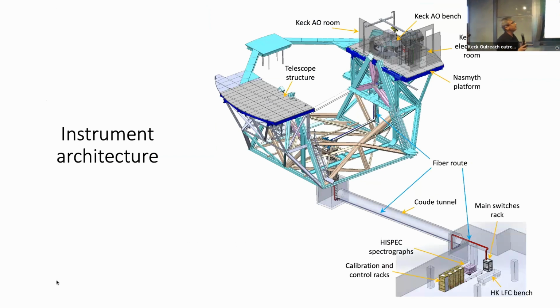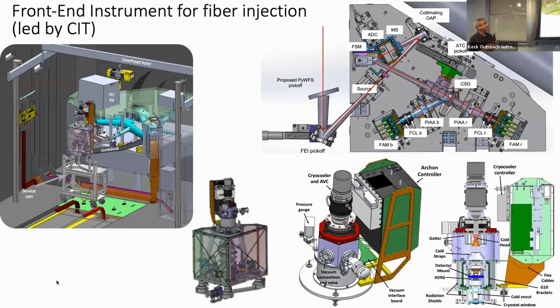There is a front-end instrument on the K2 AO bench that we're designing. That light gets coupled into a fiber subsystem, which transports the light down to the basement of the observatory, where we have the back-end spectrometers, associated electronics racks, fiber switches, as well as calibration racks. So a lot of the action is down in the basement, where things are a little more stable environment.